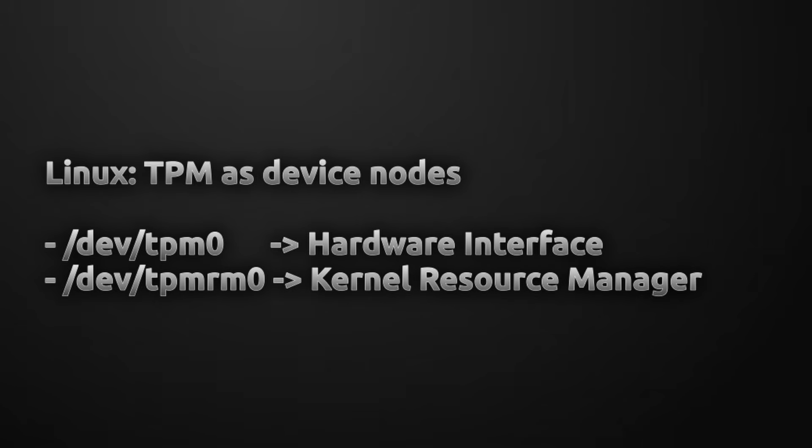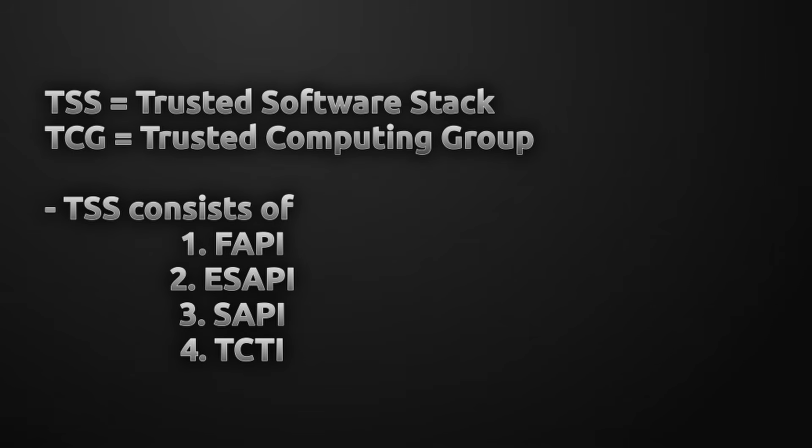Now your app doesn't talk to tpmrm0 directly either. It talks through the TSS, the Trusted Software Stack. The TSS is a layered software architecture defined by the Trusted Computing Group. Its job is to translate human-friendly API calls into the raw byte-level command protocol that the TPM understands. Think of it as 4 layers stacked on top of each other, from high-level developer APIs down to the hardware. Let's break down those layers.